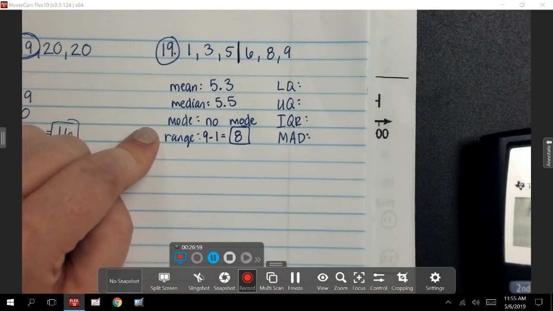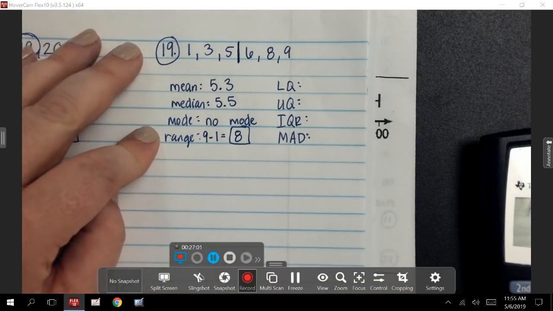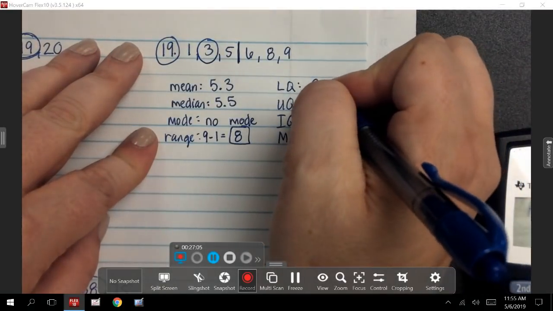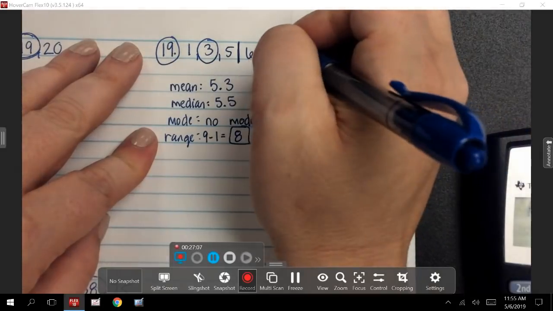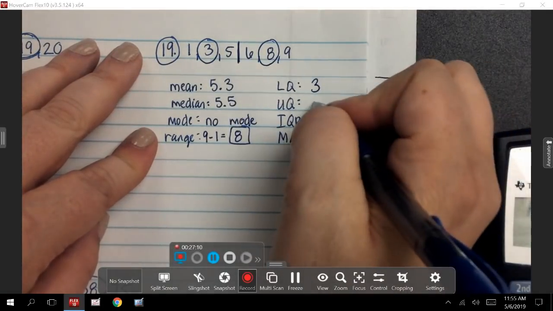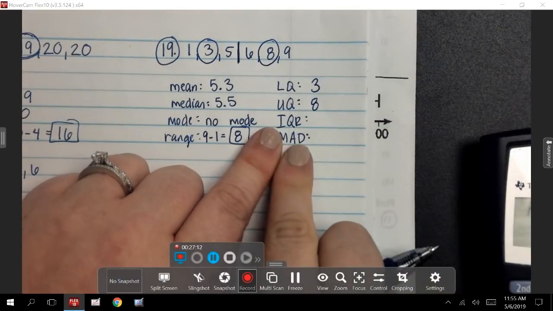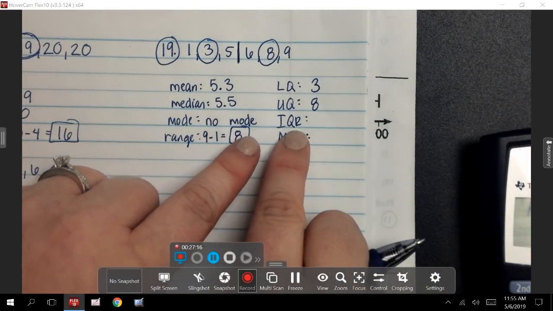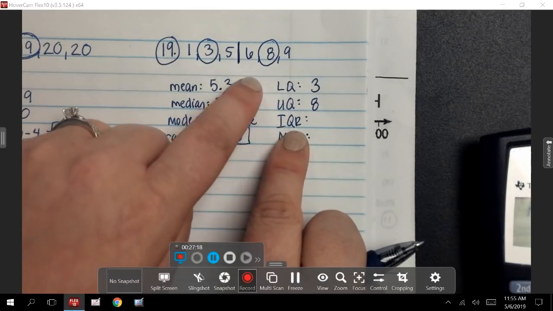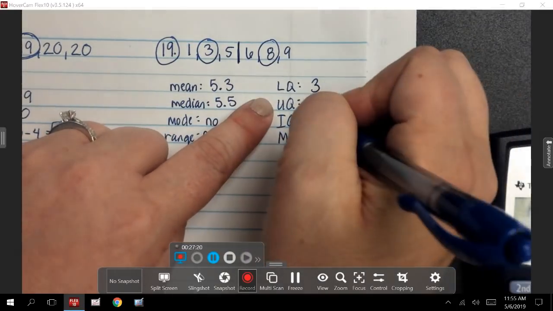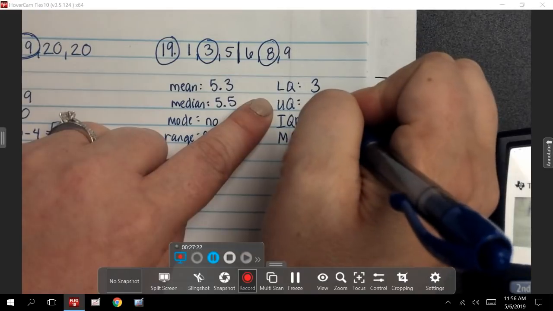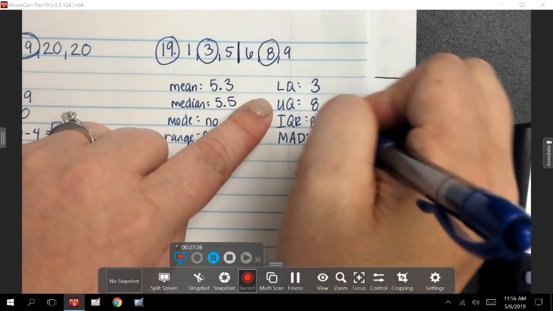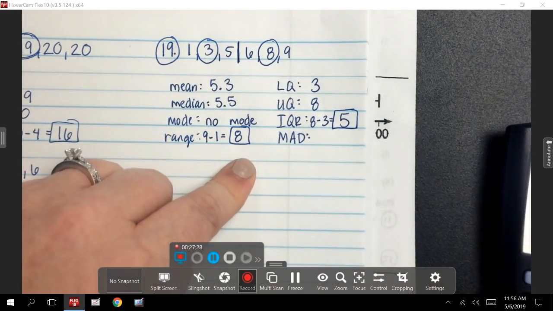All right, LQ. LQ is like the median, but I'm on the low side. Kelsey, what's my LQ? 3, because it's in the middle on the low side. Hunter, what's my UQ? 8. It's in the middle on the big side. IQR, it's the range, but instead of doing the range for these numbers, I'm doing the range for my Qs. So I'm going to do the big Q, which is 8, minus the little Q, which is 3. When I subtract those, I get 5. So my IQR is 5.